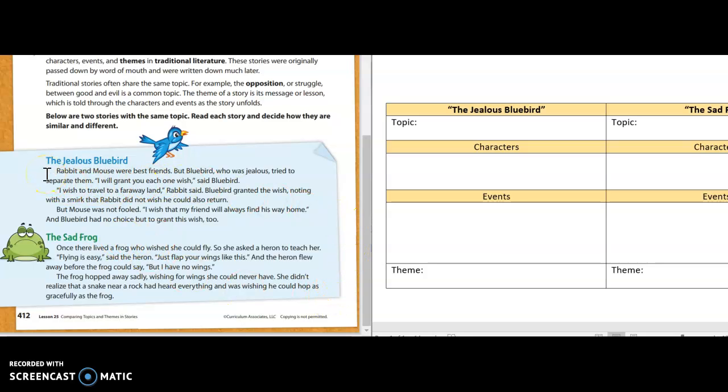Rabbit and Mouse were best friends. But Bluebird, who was jealous, tried to separate them.